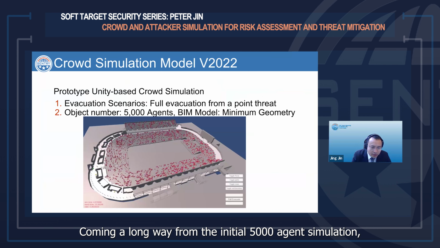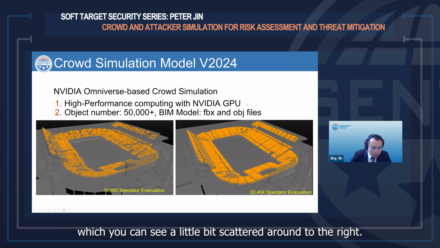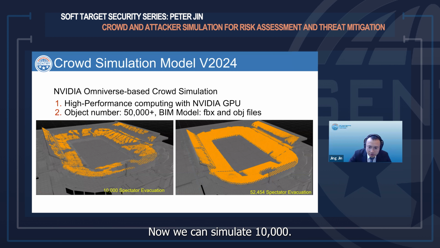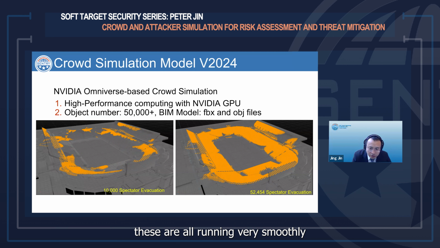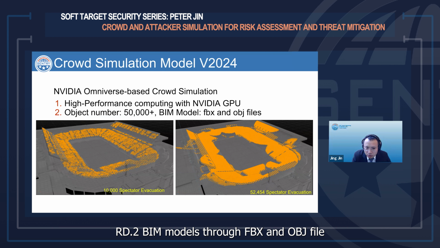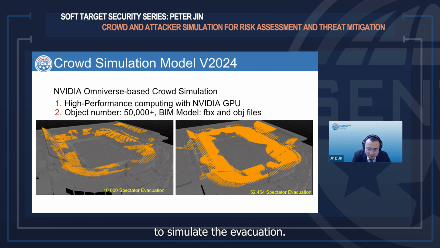We have come a long way from the initial 5,000-agent simulation, which you can see is a little bit scattered around, to right now where we can simulate 10,000, and this is really a fully packed Rutgers Stadium scenario with 52,454 agents. These are all running very smoothly in terms of the evacuation. We were able to load the initial RD2 BIM model through FBX and OBJ files to simulate the evacuation.